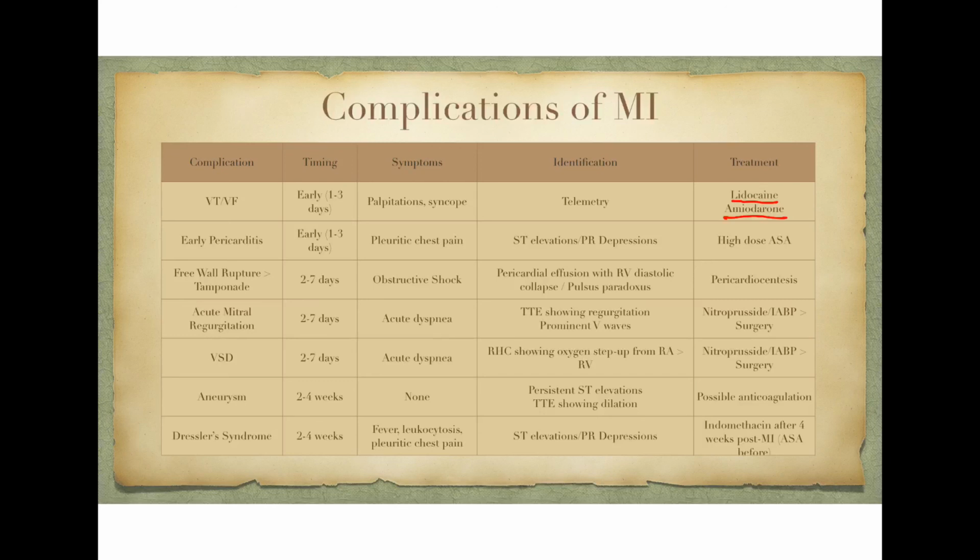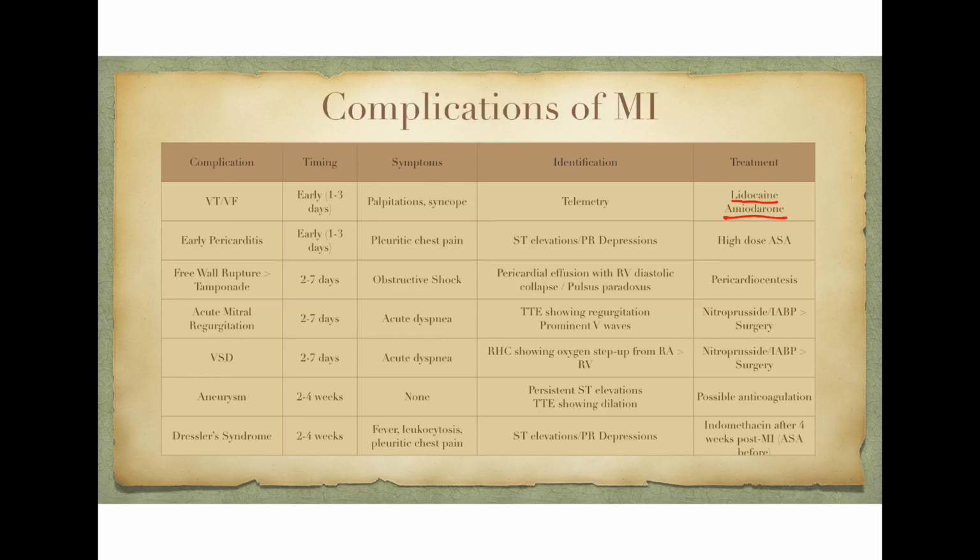If instead of the left free wall, the inferior wall of the LV is affected, that can lead to the papillary muscles that connect to the mitral valve rupturing, and that'll lead to acute mitral regurgitation. And these patients are going to present with acute onset of shortness of breath, acute heart failure symptoms. You'll also obtain an echocardiogram on these patients, and it'll show severe mitral regurgitation.